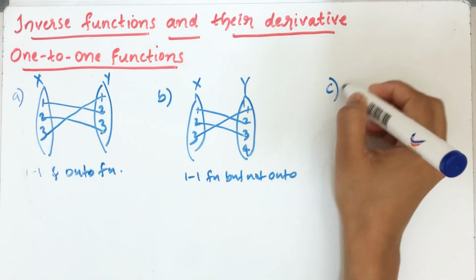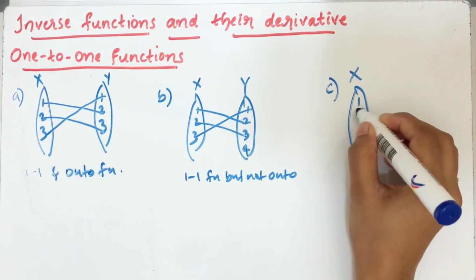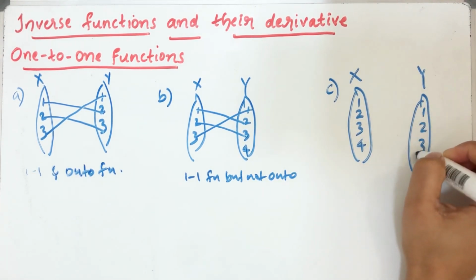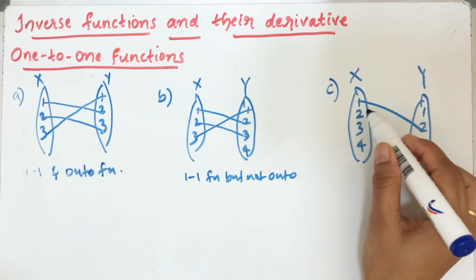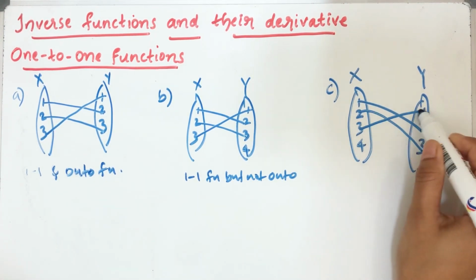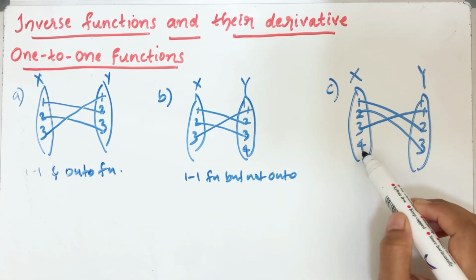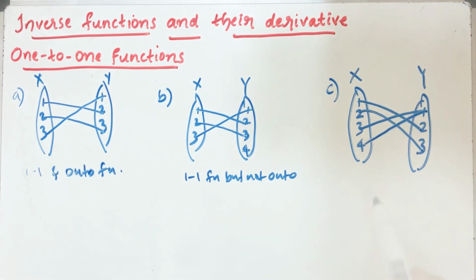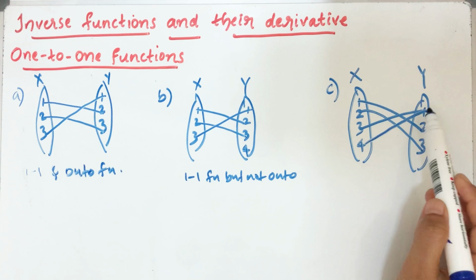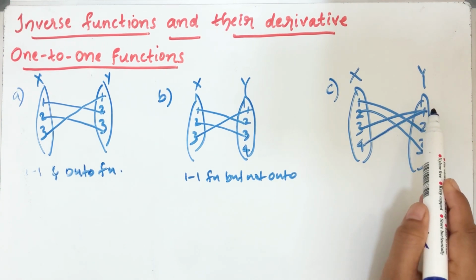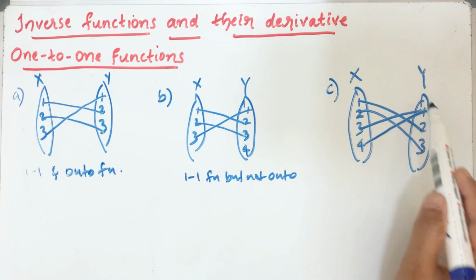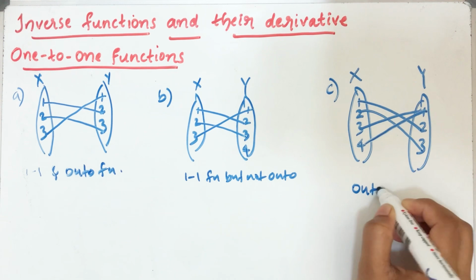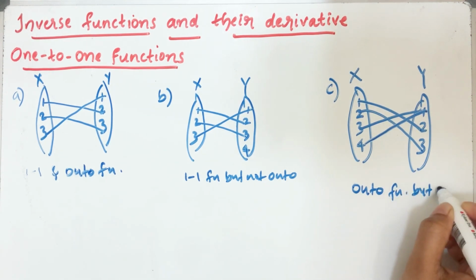See another function. X is equal to {1, 2, 3, 4}, Y is equal to {1, 2, 3}. 1 maps to 2, 2 maps to 3, 3 maps to 1, and to become a function, 4 should map to some element in Y. We can give 4 to 1. Here 3 and 4 are assigned to the same value. So this is not 1-1, but this is onto because every element of Y has a pre-image. So we can say this is an onto function but not 1-1.